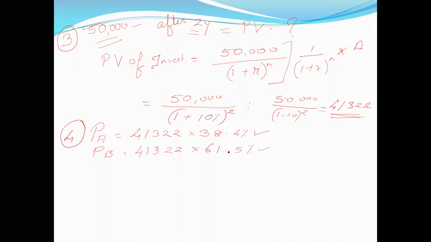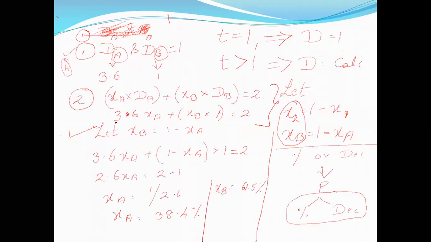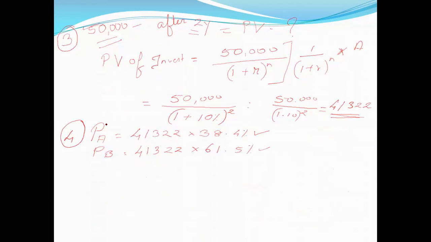Now, for all those of you who are not able to understand this step, from where did I get this 38.4 and 61.5? It is basically from the previous slide. Remember, we had calculated the proportions, XA and XB. So using these proportions, I'm going to decide how much money has to go into bond A and how much money has to go into bond B. Can somebody please calculate this and tell me how much money has to be invested in bond A and how much in bond B?